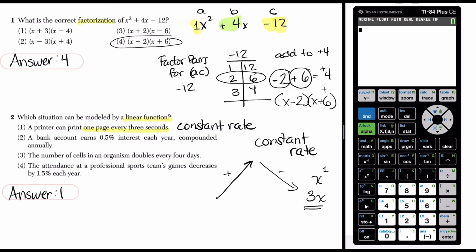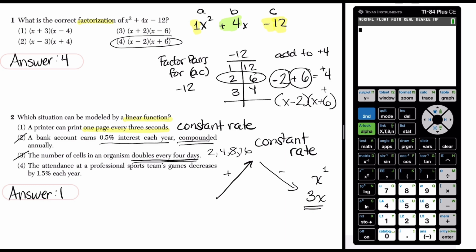In the second one, we have a bank earning 0.5% interest every year compounded. Because it's compounding, it's adding on to itself, so it's not going to be constant. It's going to get bigger and bigger. In the third one, we have an organism doubling every 4 days. So you can think, I'll have 2, then I'm adding 4, then I'm adding 8, then I'm adding 16. That is not a constant rate.